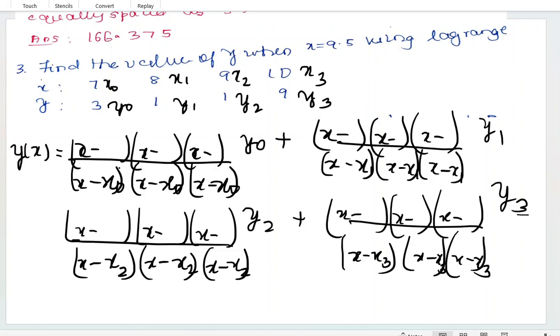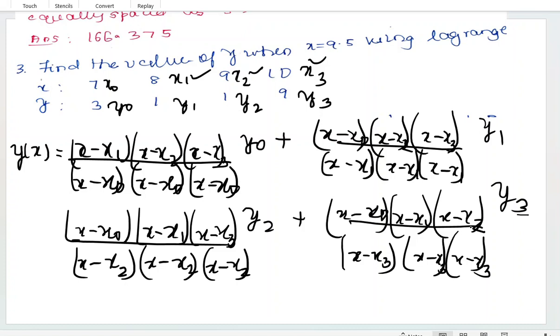Now, among all these values, x0 is used. So x1, x2, x3 are not used. Among here, x1 is used, so x0, x2, x3 are not used. x2 is used, so x0, x1, and x3 are not used. x3 is used, so x0, x1, x2 are not used.